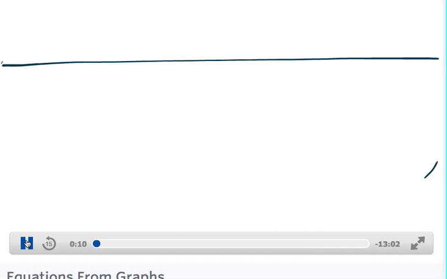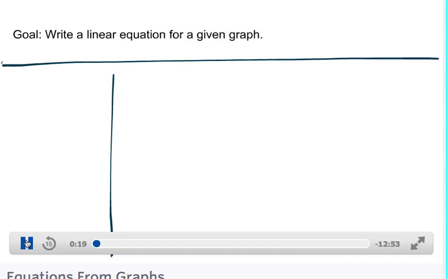100 in your book. And let's go ahead and get your notes set up the way that we usually set up notes, with a section at the top for the goal and a section down the side for questions. And today the goal is going to be write a linear equation for a given graph. And I don't show it here, but at the bottom you can have a section for conclusion.